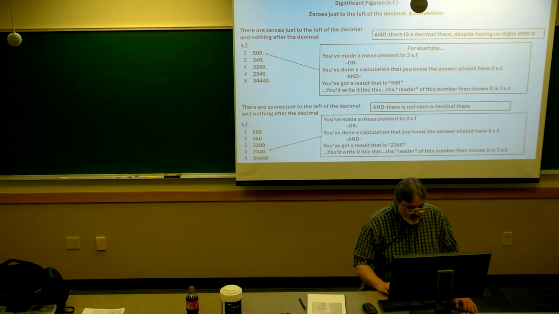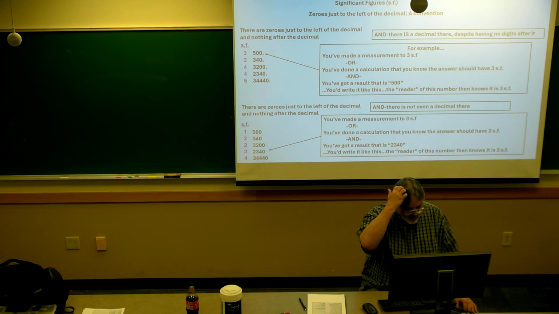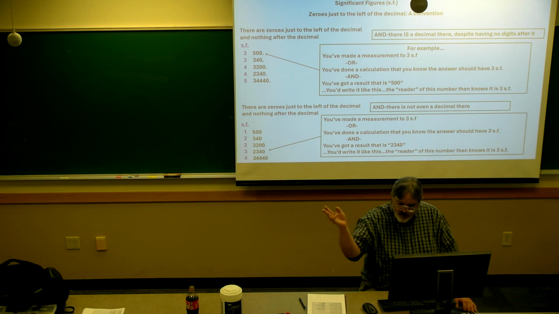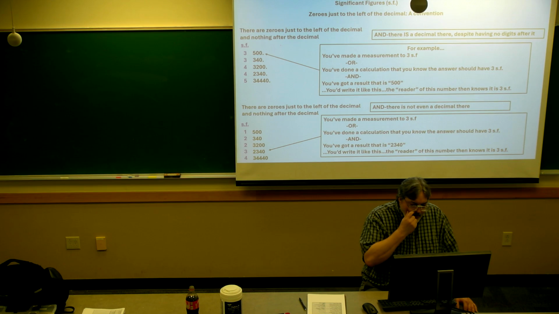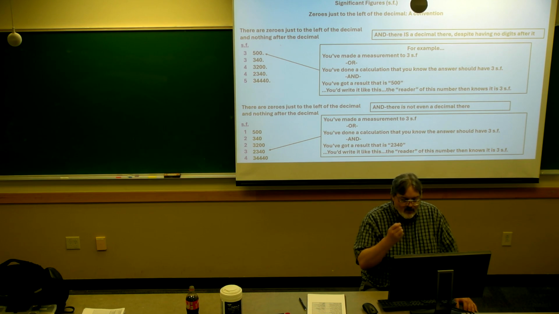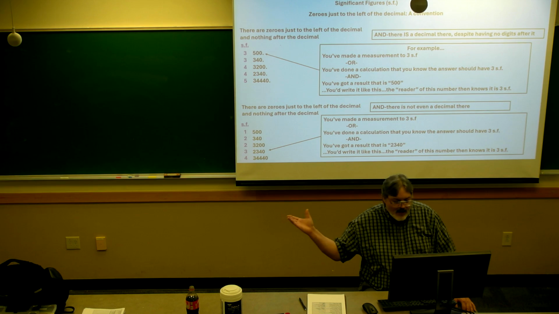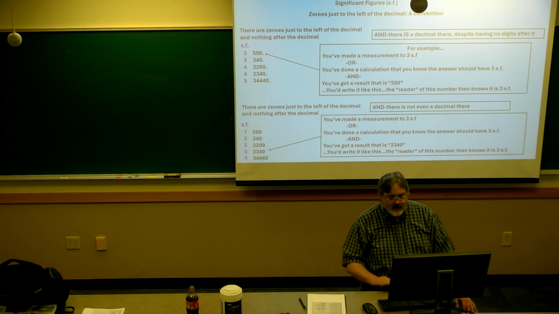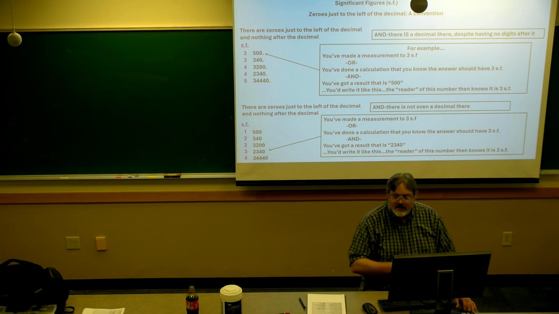I used a different example down here. I looked at it last night and I thought I made a mistake in it. So you made a measurement, you know it's three significant figures, or you made a calculation, you know it's three significant figures. And then your result has those four digits. How do you tell the reader of the number it's only the first three and not that last zero? Then you don't put a decimal there.